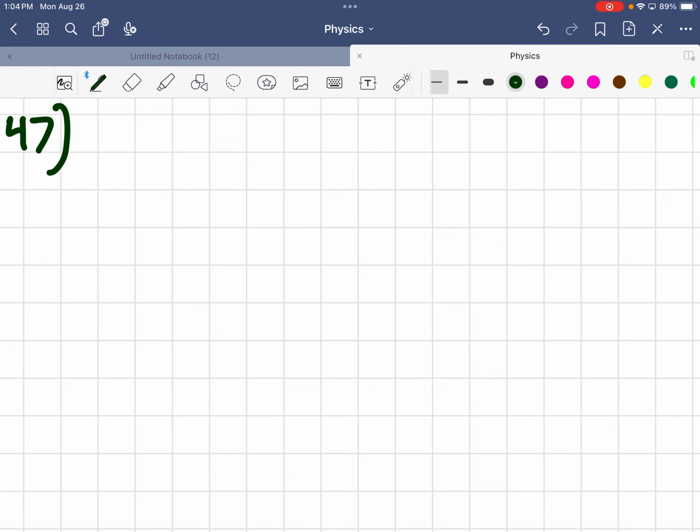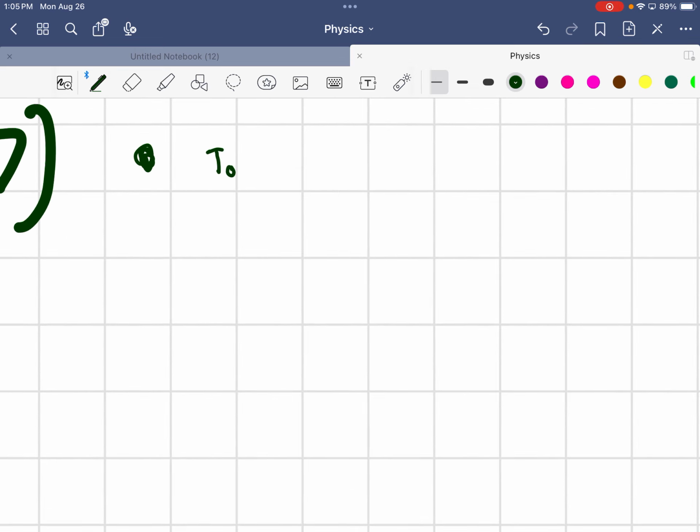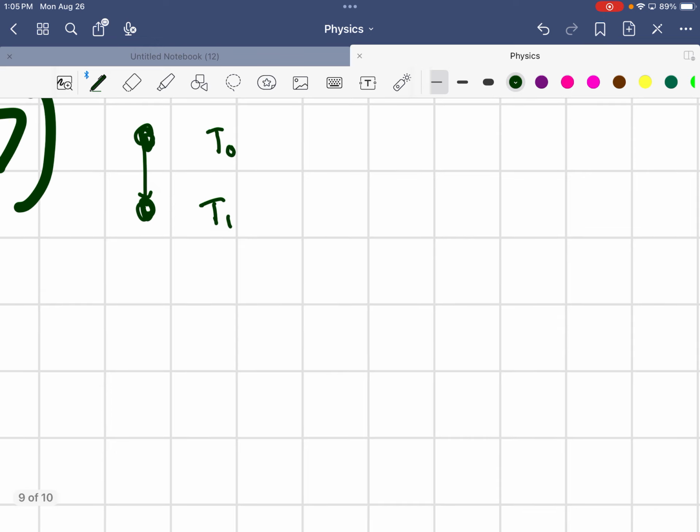Okay, step one, what in the world are we doing? So let's draw a picture. Okay, so we've got a ball, and we drop it from whatever distance. So we're going to call this T0. So then it falls a little bit. We'll call this T1. After 1 second, it's fallen that far.